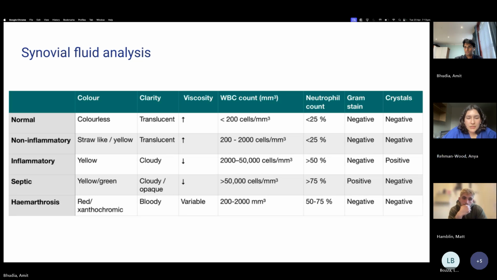This table, I'm not going to go through in too much detail. It's from Geeky Medics, so if you want to go and look at it. But it's just some of the main findings you'd get when you do synovial fluid analysis. Again, we've already touched on it, so yeah.